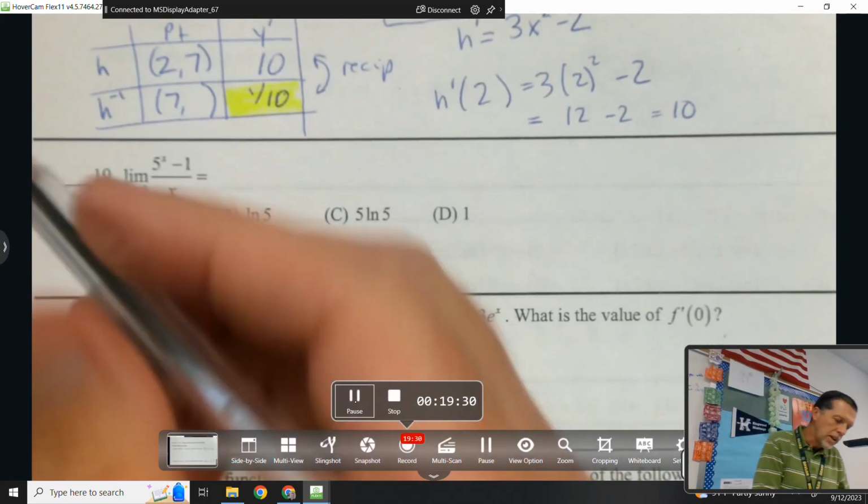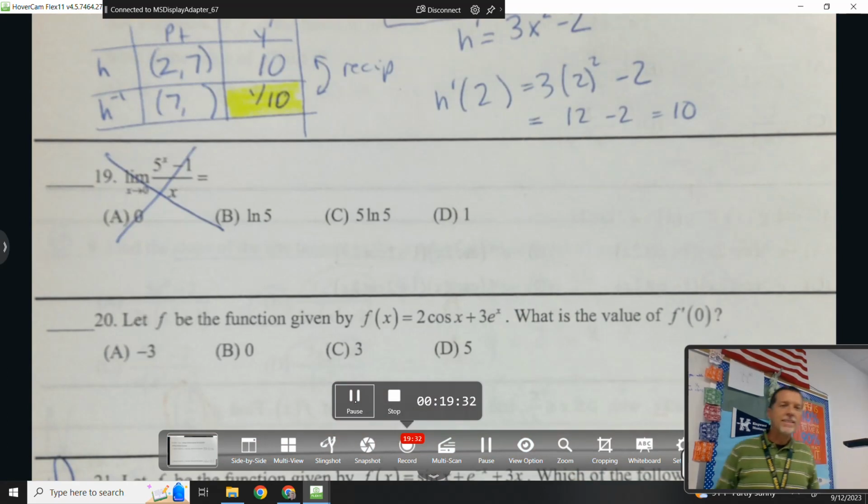While I'm thinking about it and looking at it, throw out number 19. 19 uses a concept that we haven't learned yet. It's an easy concept. It kind of fits in anywhere, but we haven't done it yet. So throw out number 19. And you don't have to worry about it. There's nothing on the test that requires it, so no worries there.